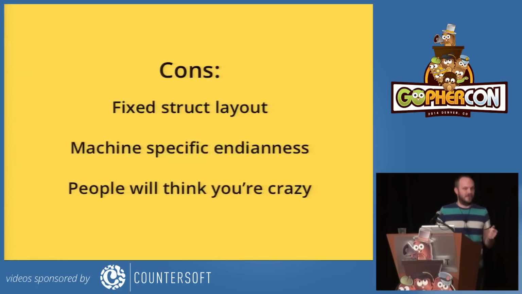Obviously, the con is you have a fixed struct layout. You have machine-specific endianness. It's just a bad idea. People will just tell you you're crazy. So generally don't do this, but it's good to look at unconventional ways of doing things to see how to do it faster.